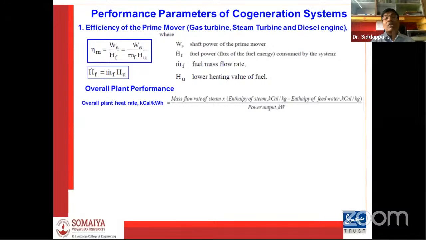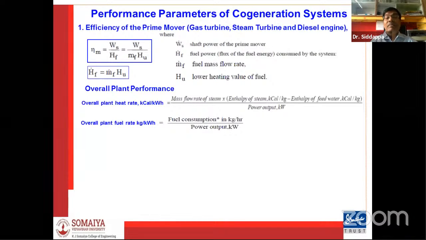That means how much heat you have to supply per kilowatt of power generated in the system, and you get the corresponding power output from the system. This term is used for overall plant heat rate analysis. And second, overall plant fuel rate analysis. We know the fuel consumption is in kg per hour, or in IC engines we define the term BSFC, brake specific fuel consumption, which is kg per kilowatt hour.